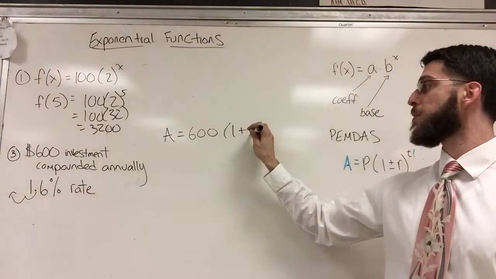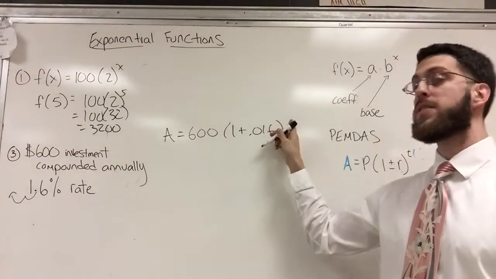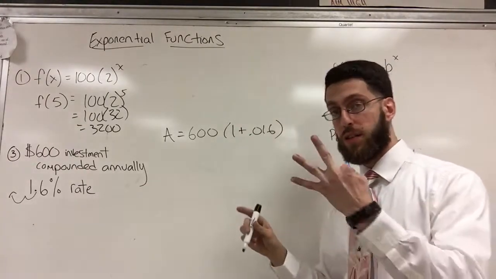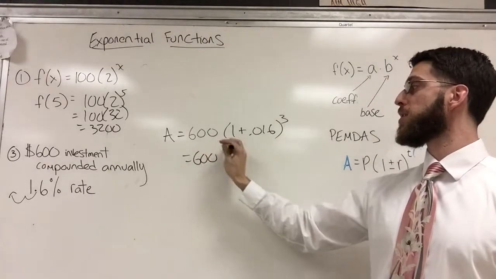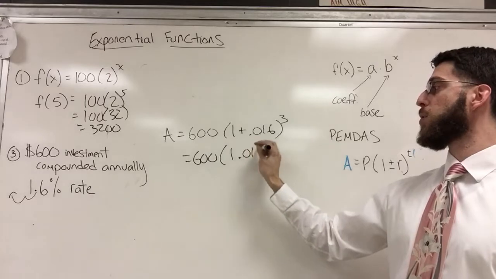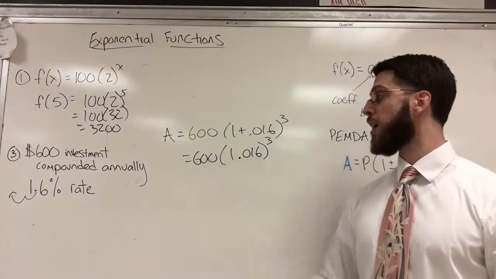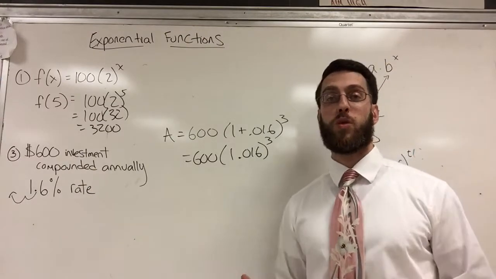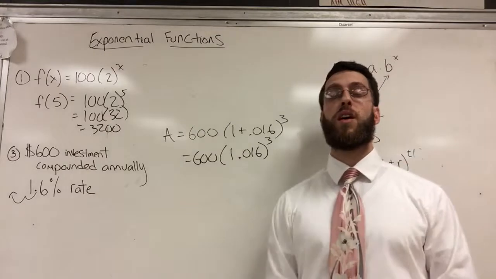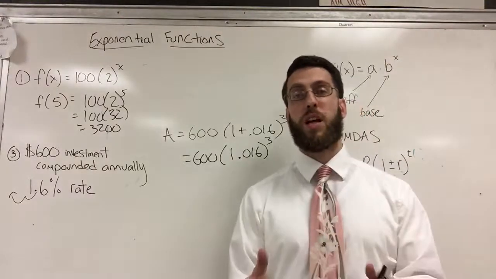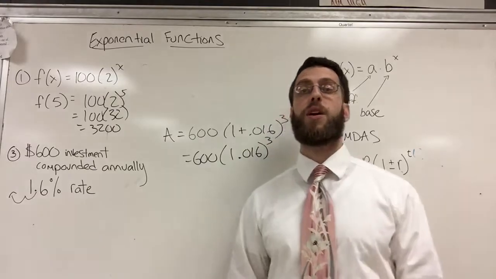No, 0.016. Remember, I moved the decimal twice. Close parentheses, raise it to however many years I said. If you were listening, I said 3. And just get yourself a calculator and type in 600 times 1.016 to the third power. Remember, exponents first, then multiply, and you'll have your answer, how much money you get at the end. So there are some fun different ways knowledge of exponents is going to help you, not only in the real world, but in test situations. All right, thanks for watching. See ya.